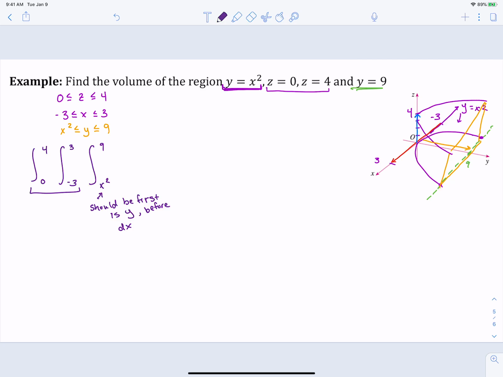So when you've got one of these limits of integration and only one of them has variables, do that one first. Get that one out of the way. And again, we're going to integrate the surface 1 because that's going to give us this volume. And our order is going to be dy, dx, dz.